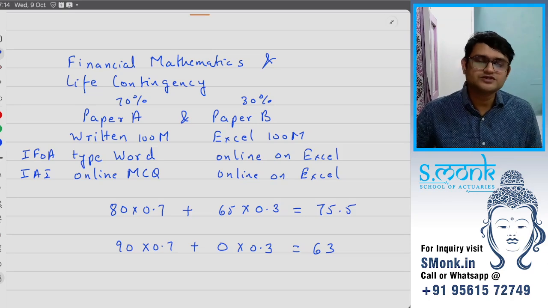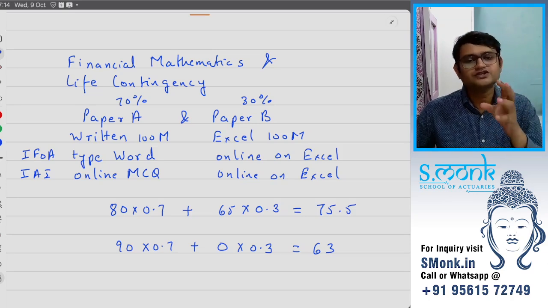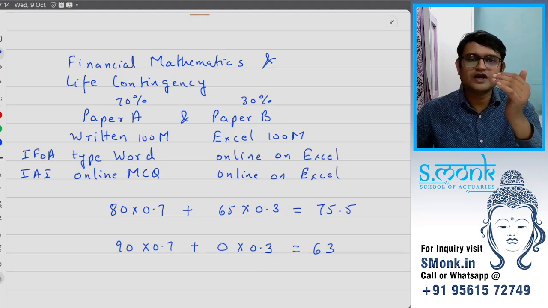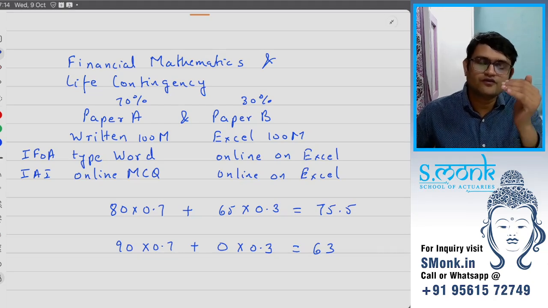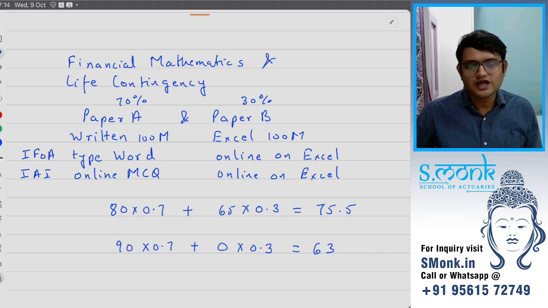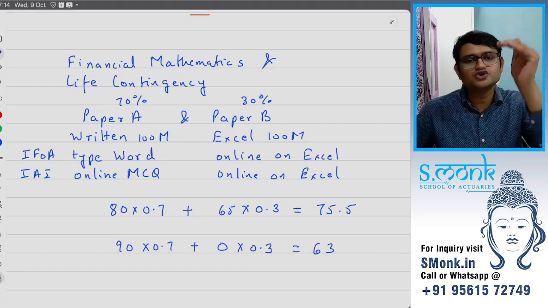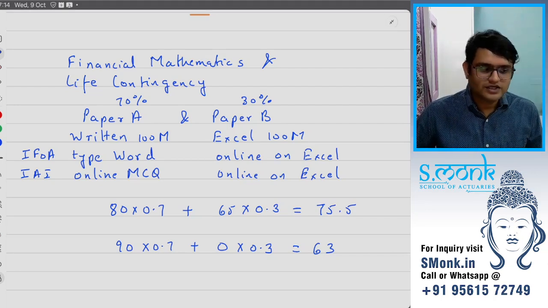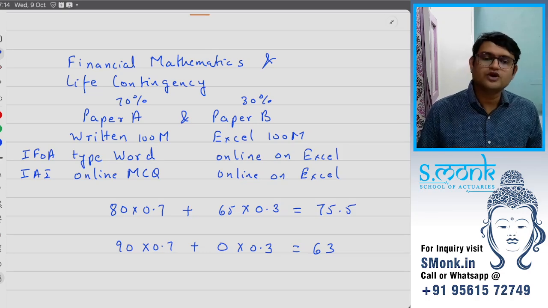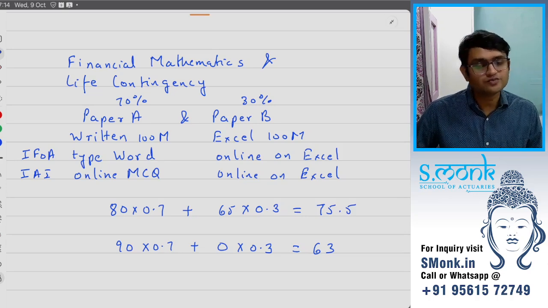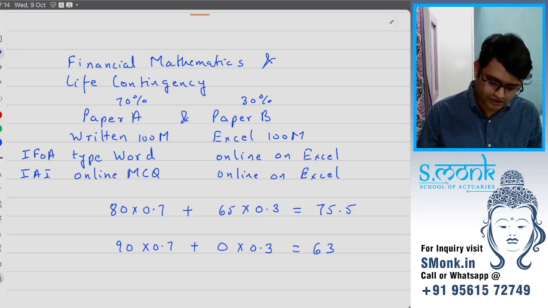Many times what happens is we make small mistakes, and that is why we come down to 45 marks, 50 marks, and this paper B is going to push you above that threshold level. So don't ignore paper B. It's not only important for your future work, but also it is important for your examination.